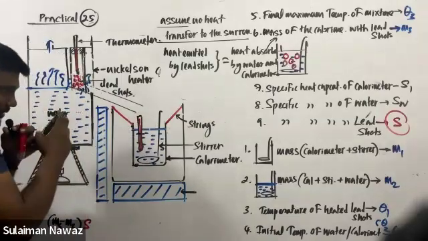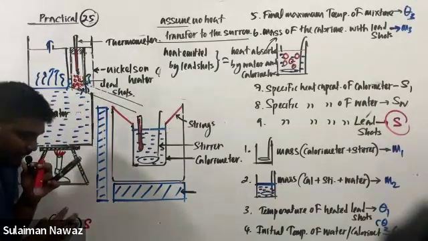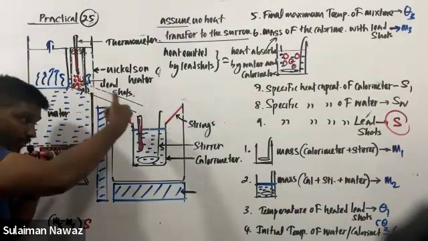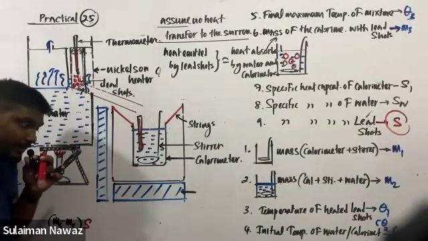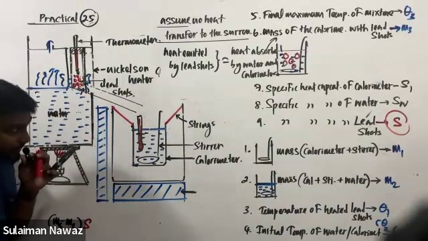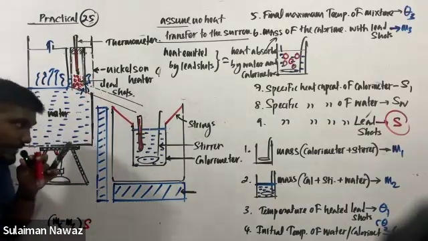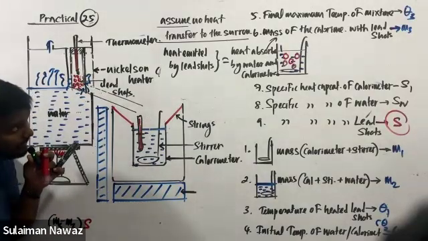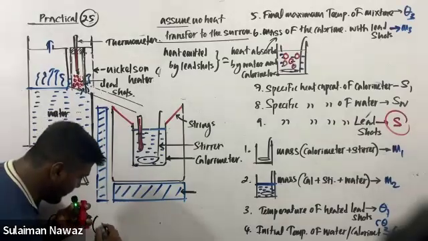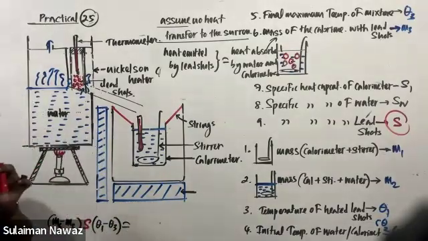Thermometer, okay, right? So then, heat released by the lead shots is mass of the lead shots into specific heat capacity of lead shot into the change in temperature. When you put lead shot into the water, the temperature of the lead shot decreases. The initial temperature of the lead shot is larger, theta 1. The final temperature is theta 3. The change in temperature is theta 1 minus theta 3. So this is the amount of heat released by the lead shots.